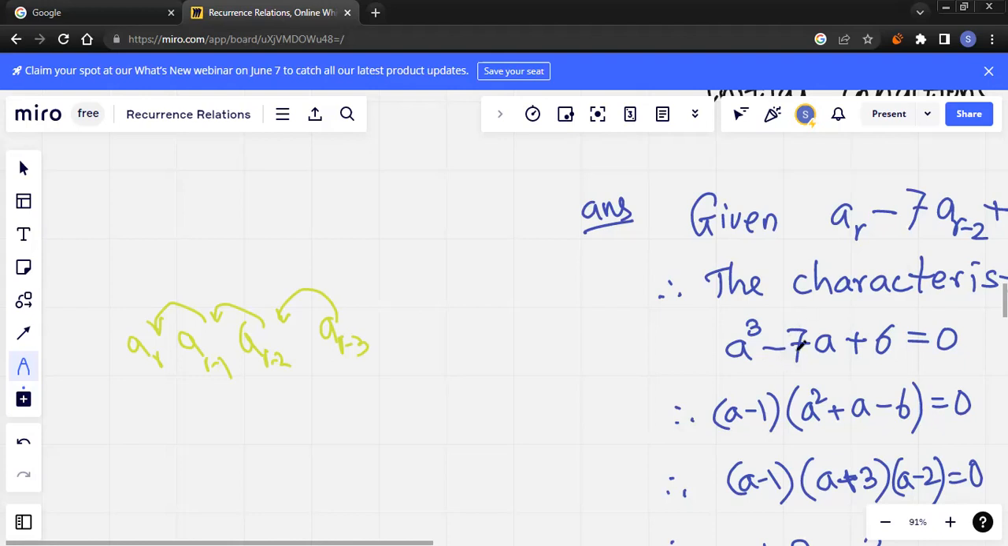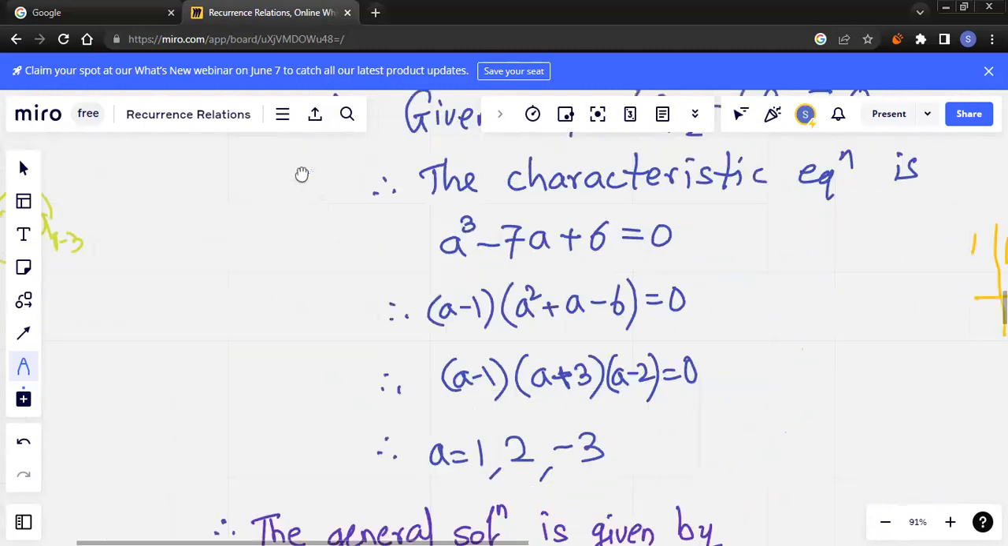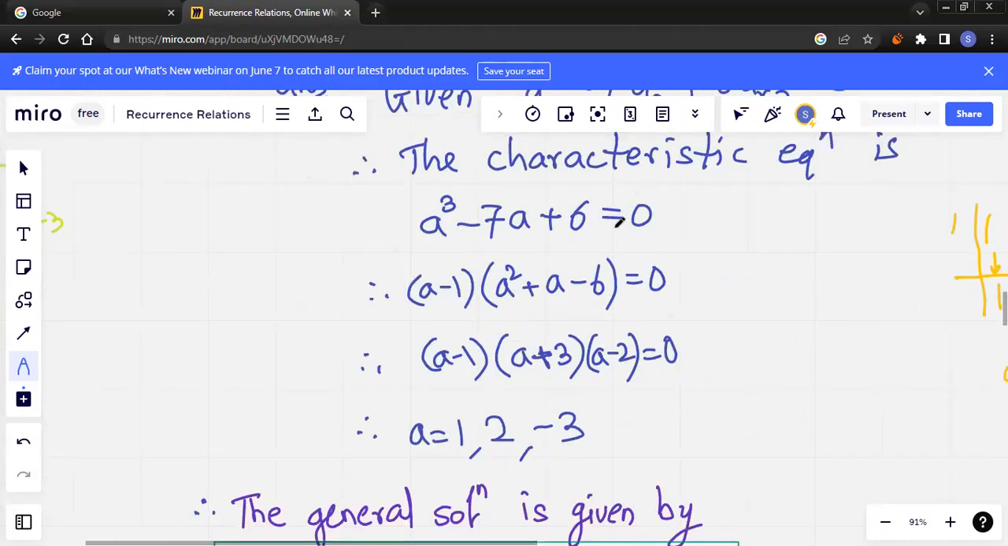Middle term is hidden. AR minus 1 is hidden here. Then you go to AR minus 2, so that is single A raised to 1, one step. And here it is plus 6 into 1 equal to 0. Now to solve this kind of thing, this is a cubic equation, not quadratic. So we can't use the formula for quadratic. So better let us go with synthetic division.